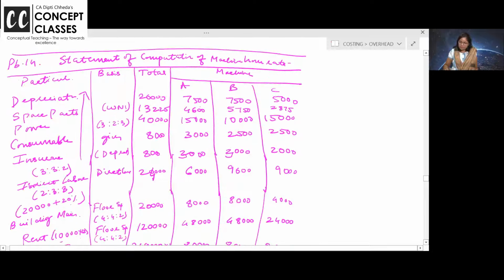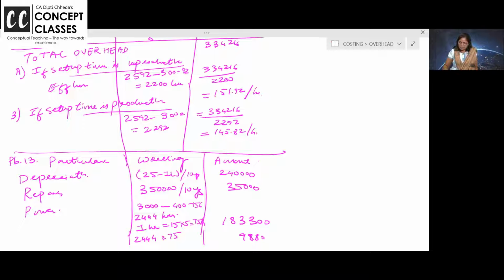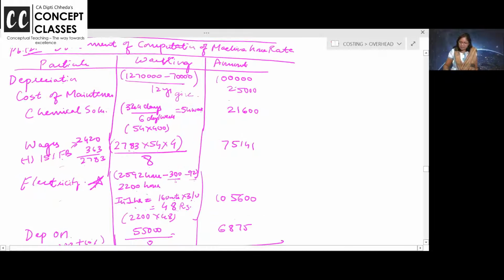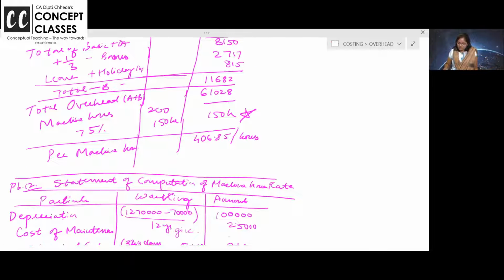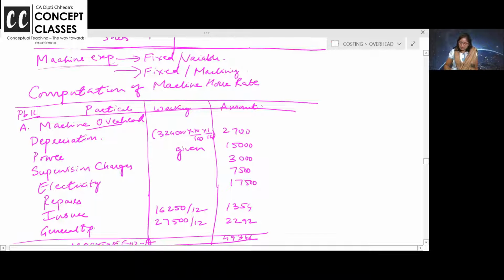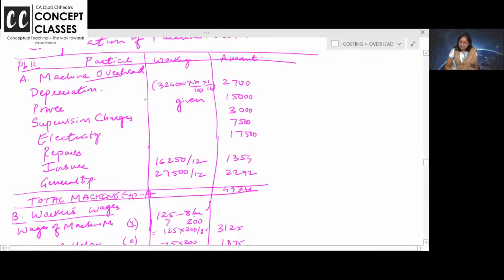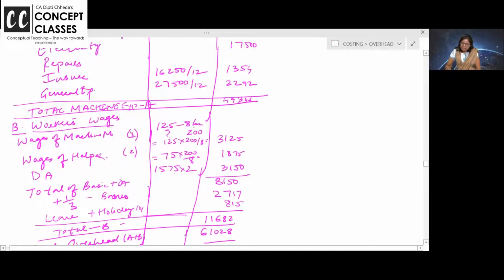Yeah, these are allocation problems. 100%. Where students say we have a doubt in study material problem, I take it in the class. Ye dekho. Machine rate, depreciation, power, supervision, electricity, repairs, insurance. Some are given annual, so we have divided by 12. So we are getting monthly machine expenses.